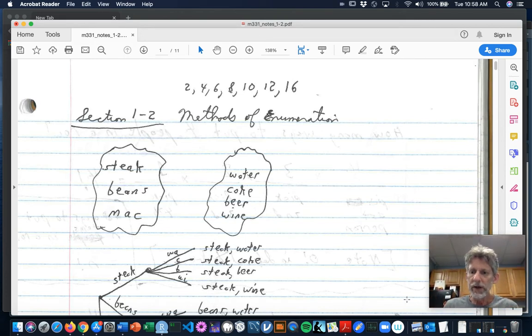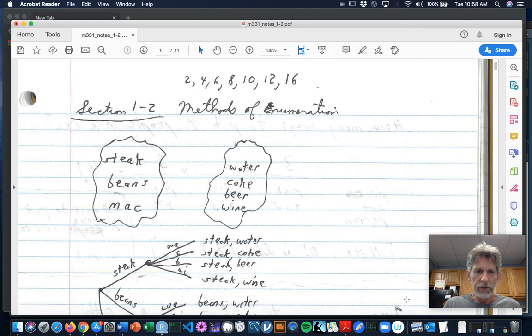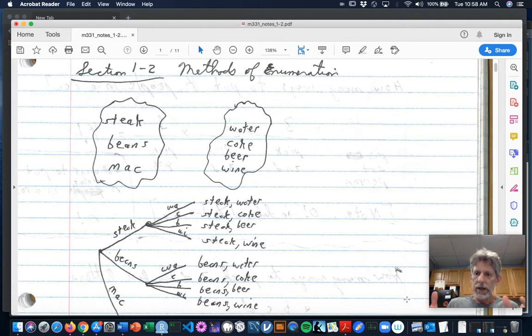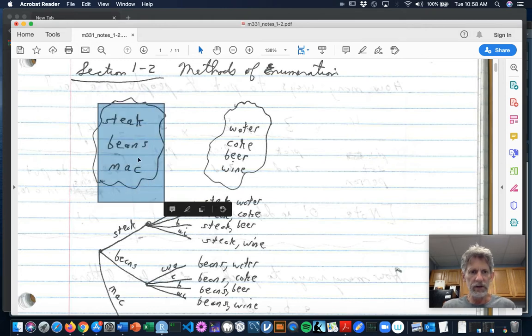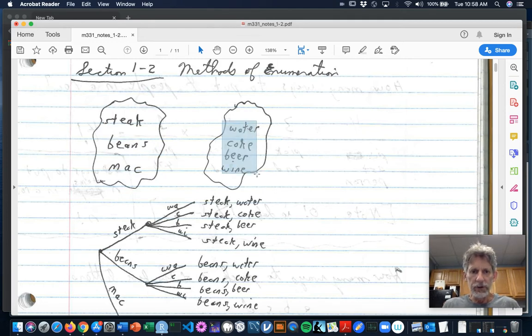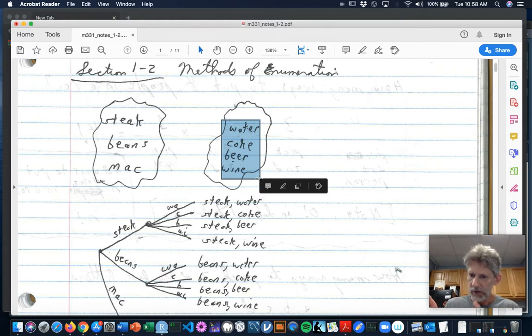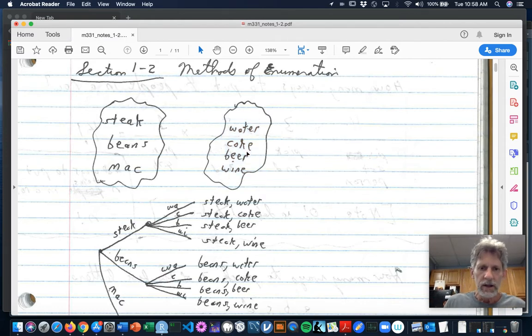So methods of enumeration. Basically, it's counting sets of things, which sounds boring until you find that it's not. For example, consider the following problem. You're allowed to make a meal, and you've got these limited choices. For your main course, you can choose one of these three things: a steak, beans, or macaroni and cheese. And for a beverage, you can choose one of these four things: water, Coke, or the more exciting beer and wine. Okay, four choices there. Stop, Demi. How many possible meals can you put together?